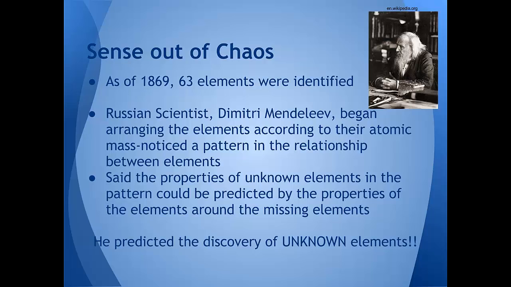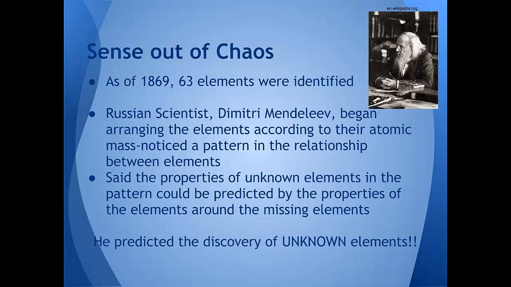Scientists worked to find some pattern or organization to that, and the Russian scientist Dmitry Mendeleev began playing with the arrangements of the elements and noticed some patterns in the relationships and in the way they progressed. And so he was able to come up with a table of the elements where the patterns flowed. And he said that any unknown elements in the pattern, we knew that something had to go there because there was a gap in the pattern. And he said that that could be predicted by the properties of the elements around the missing elements.